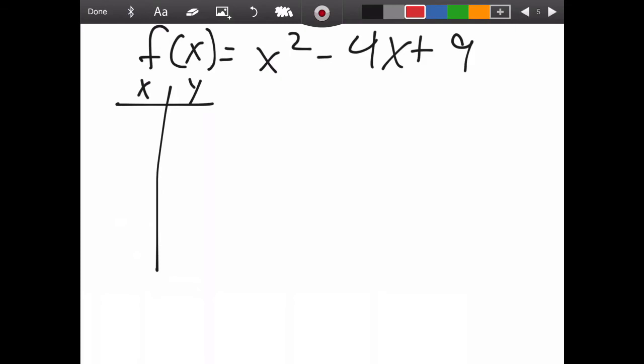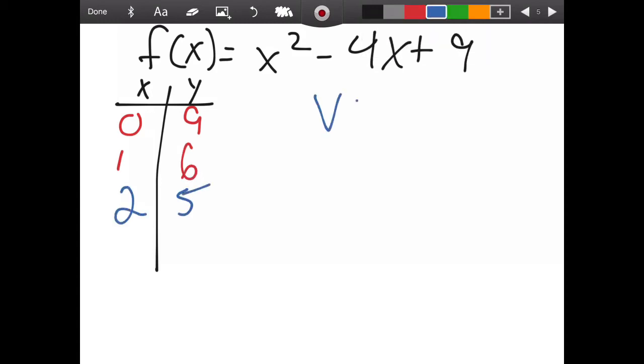So 0, 9, 1, 6, and then 2, 5 was my vertex. So I believe the directions say state the vertex. The vertex is 2, 5, right? And we see, there we go, 2, 5.